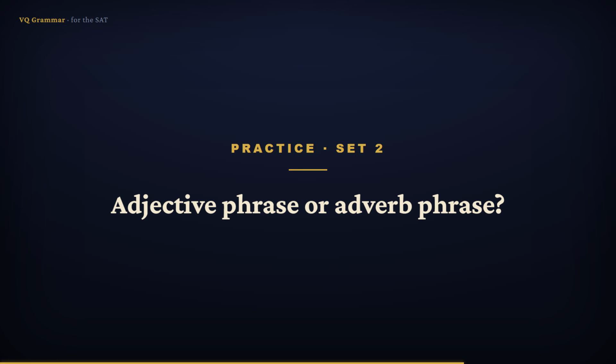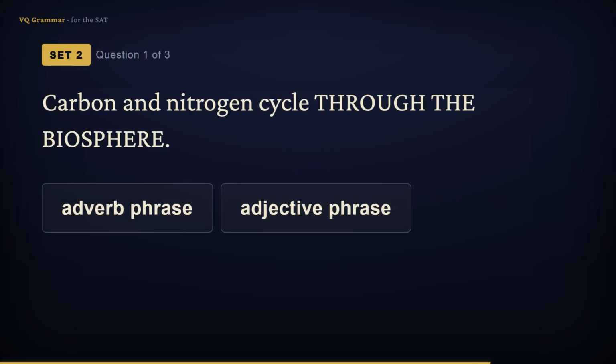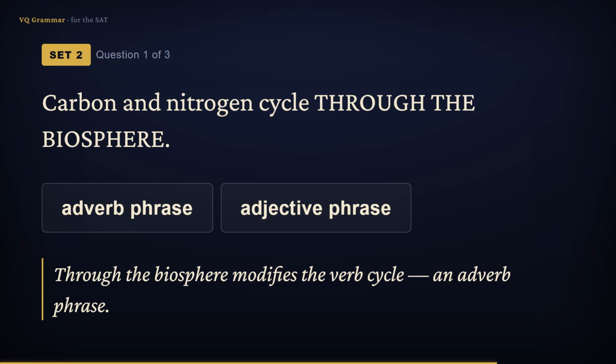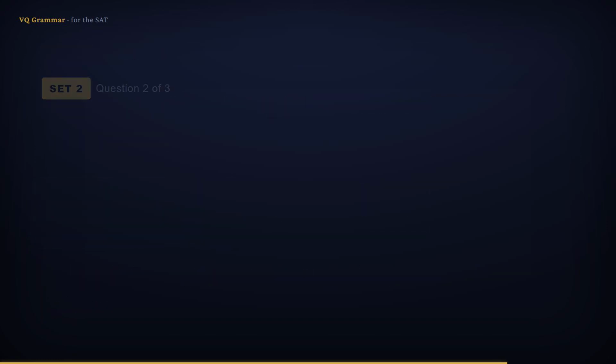Now decide the job of the capitalized phrase. Is it an adjective phrase, modifying a noun or pronoun, or an adverb phrase, modifying a verb, adjective, or adverb? Pause and try each. Carbon and nitrogen cycle through the biosphere. Through the biosphere modifies the verb cycle, telling where, so it's an adverb phrase.